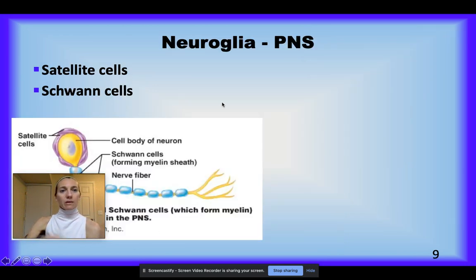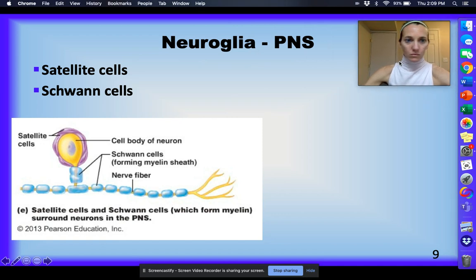And then with the peripheral nervous system, there's two that you need to know. You have satellite cells and Schwann cells. Satellite cells are shown here, wrapping around the cell body of this neuron. And in this case, the Schwann cells are those that are forming the myelin around the axon of the nerve.